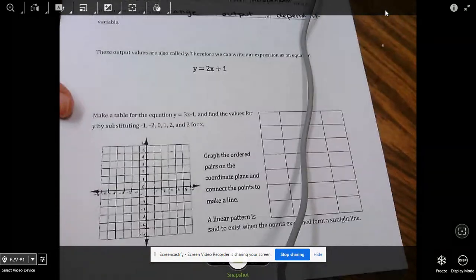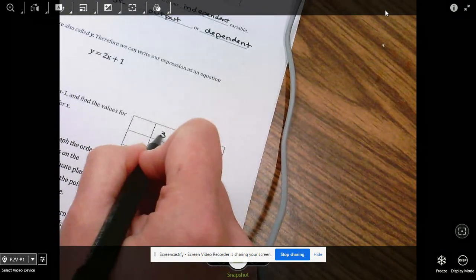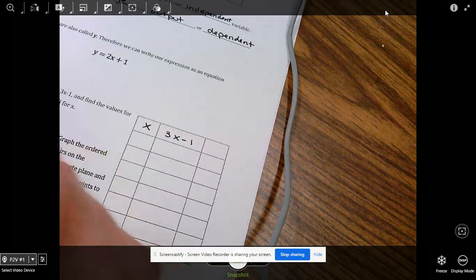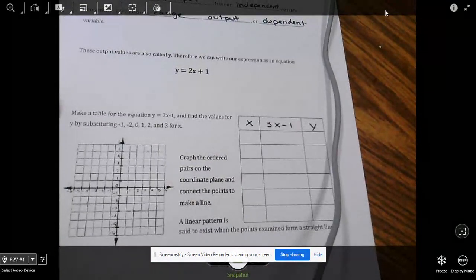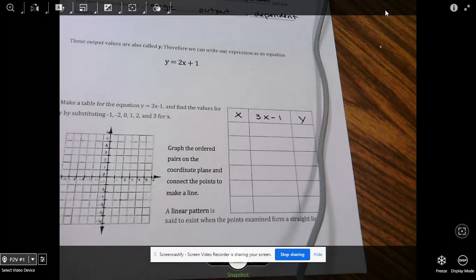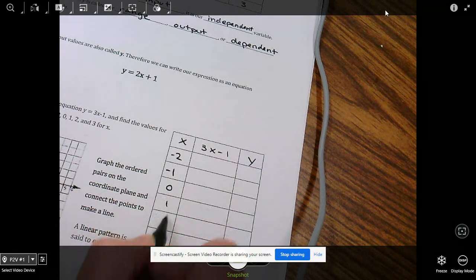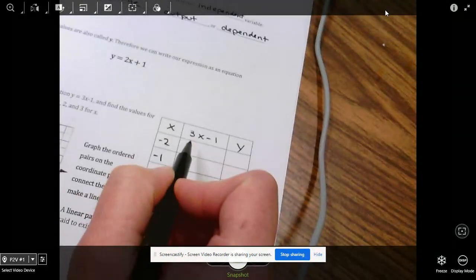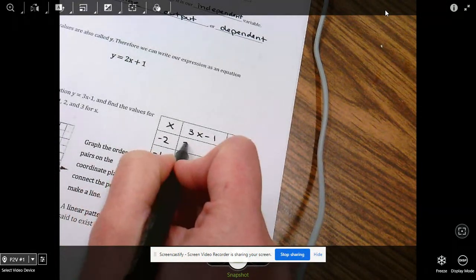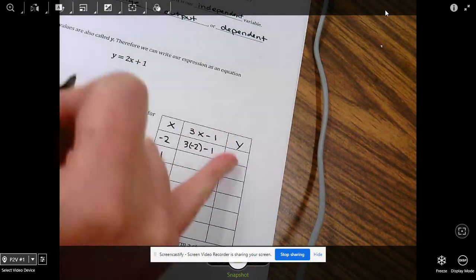It says make a table for the equation y equals 3x minus 1. So we have our input, we have our output, and then we have our process in between. Graph the ordered pairs in the coordinate plane and connect the points to make a line. A linear pattern is said to exist when the points make a straight line. So they want us to use here negative 2, negative 1, 0, 1, 2, and 3. So go ahead, pause, and put all the numbers in just like this. I want you to pause, find the outputs, and then graph them.